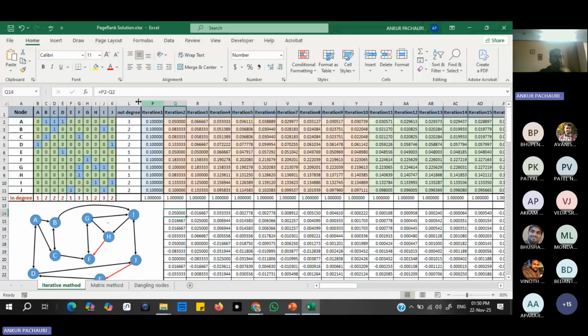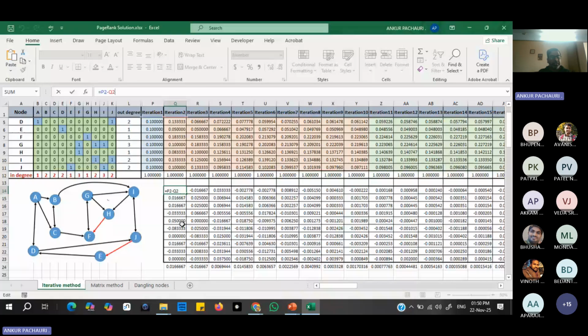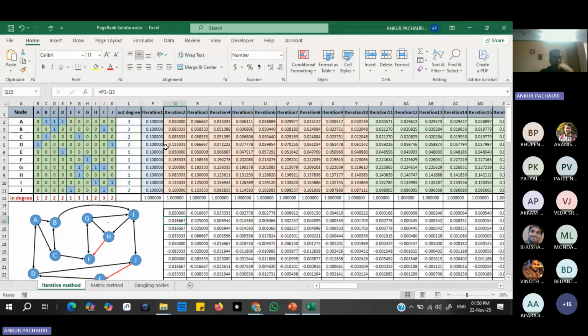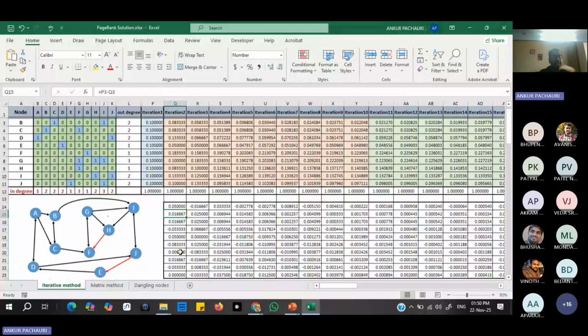So this we captured, the difference in the page rank, in a separate matrix. This matrix stores the change in the page rank per iteration. So this is the change in the page rank of B from iteration 1 to iteration 2. Some changes are positive, some changes are negative.